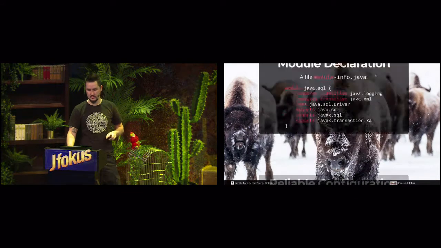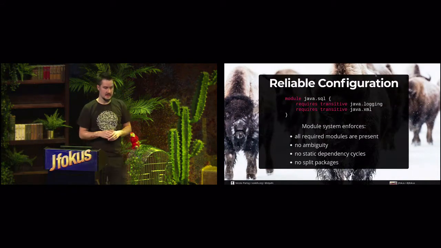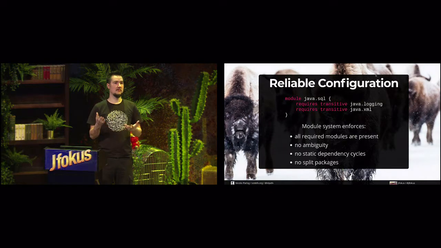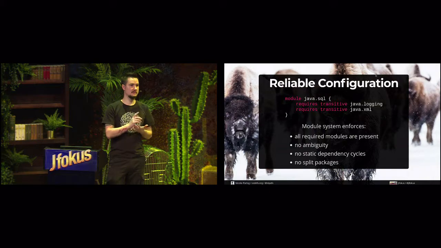Now, I talked about two important goals. Reliable configuration is the first. What reliable configuration means is that the module system looks at these requires clauses and makes sure that all the modules that you need are present. And it does that at launch time.